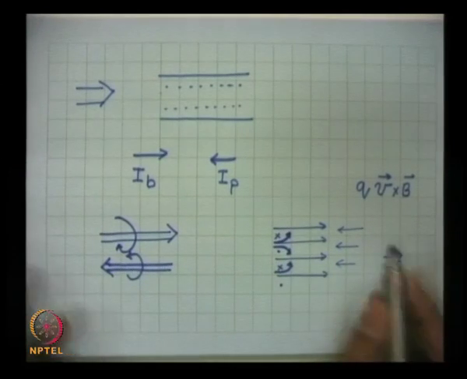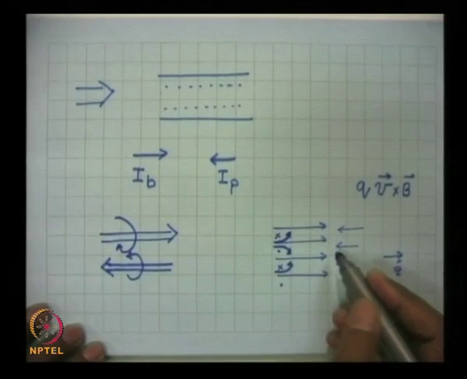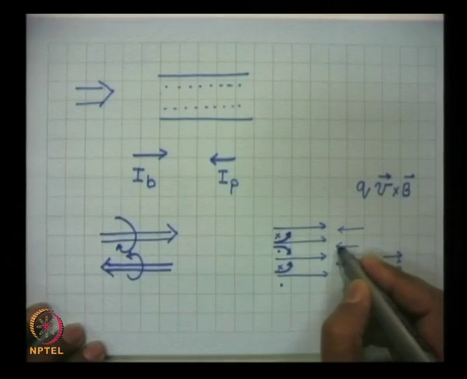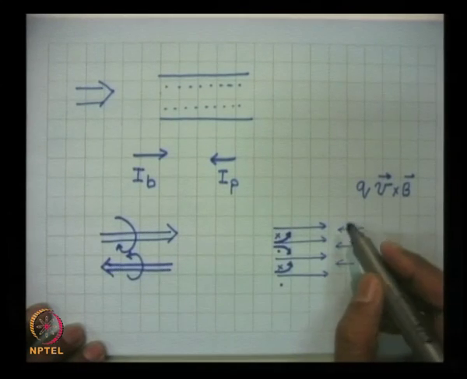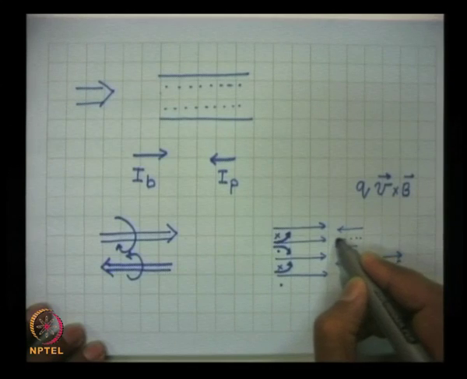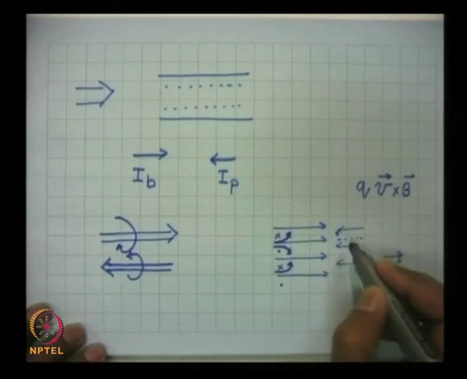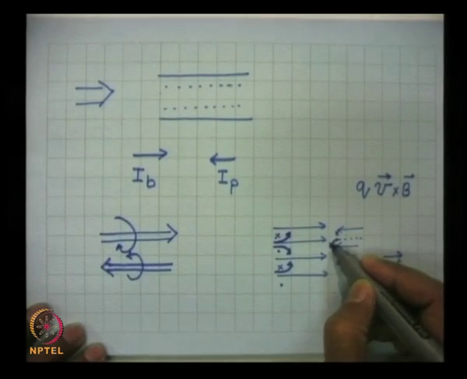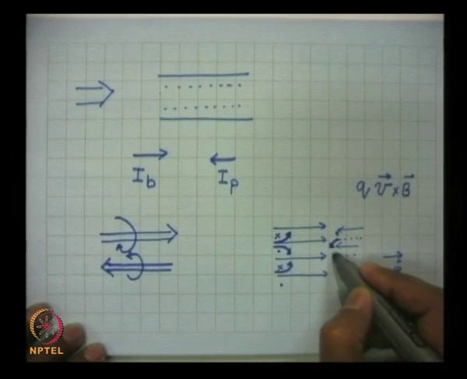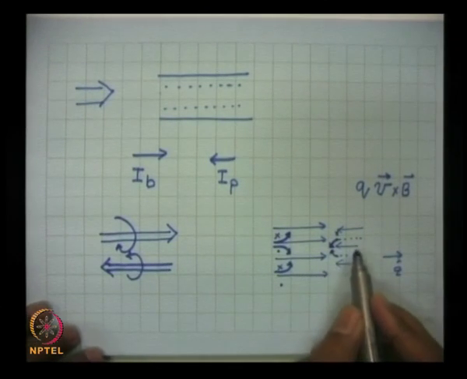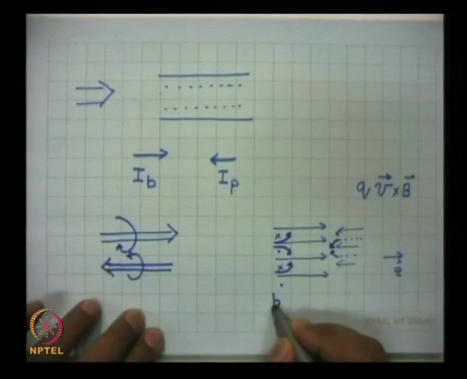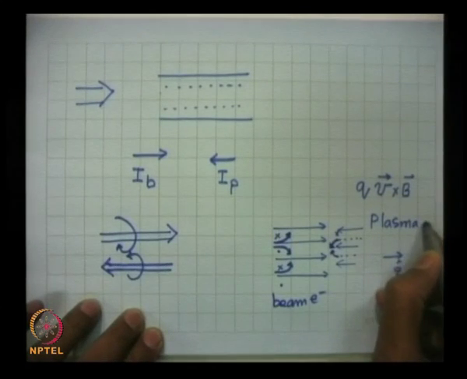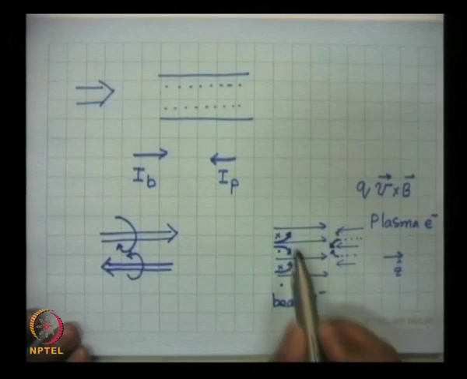And how about the electrons of the plasma coming from the opposite direction? They will have a tendency to bunch in other regions. Like this electron will try to move in the downward direction, and because the magnetic field is here, this electron will tend to go in the opposite direction, this way, and this electron over here will tend to go in this direction. Means the bunching of beam electrons, and these are plasma electrons, they will bunch in different regions.